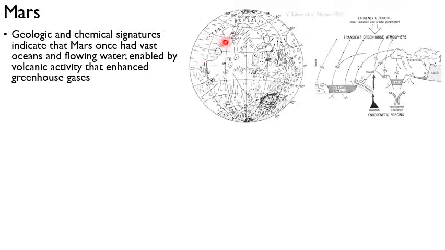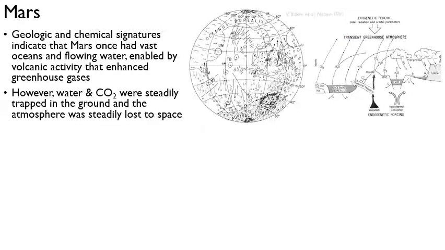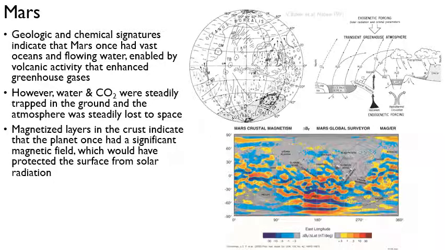The reason this could have existed early on is that there was a lot of volcanic activity, and this enhanced greenhouse gases in the atmosphere of Mars, allowing this liquid ocean to exist for some time. Eventually, this water would be trapped in the ground, so would the carbon from the carbon dioxide, and the atmosphere would be steadily lost to space. It's a less massive object than Earth, so it would have more trouble holding on to its atmosphere.